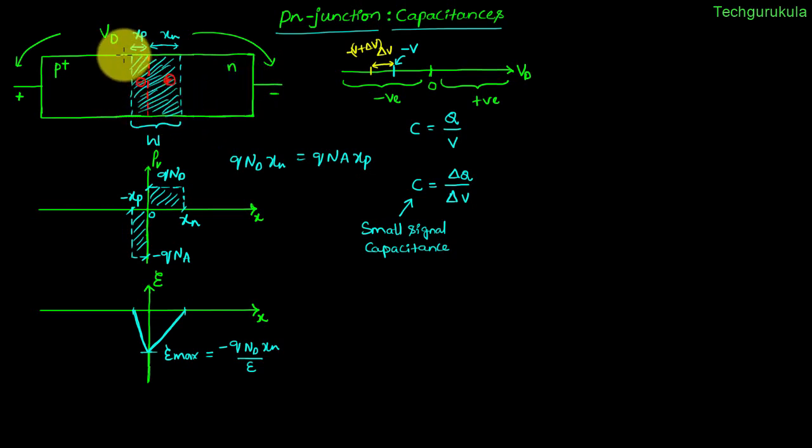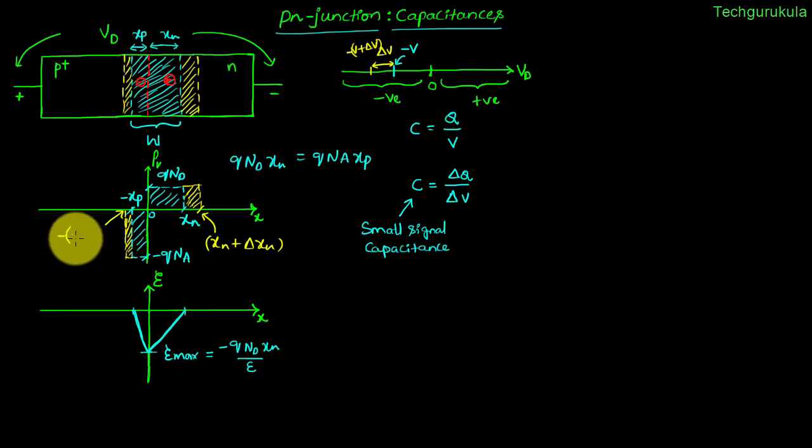Now let me represent that here. So depletion width would increase on P side, and on N side it would increase more because the doping on N side is less compared to P side. Charge distribution would become like this. So the extra charge that we got in the depletion region, I'm representing here, and the depletion width on N side would change from Xn to Xn plus, let's say, del Xn. And similarly here, this point would be minus of Xp plus del Xp.